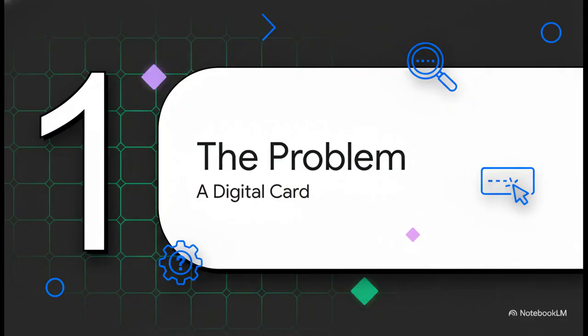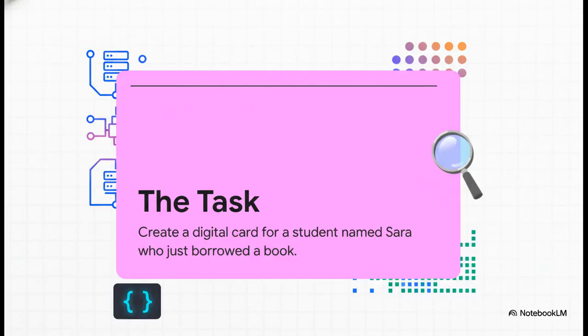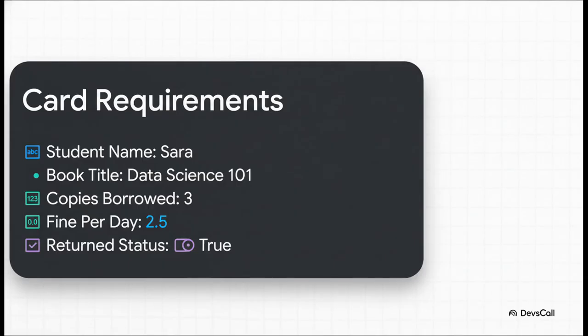Now, before we write a single line of code, we have to know exactly what problem we're trying to solve. So first things first, let's define what this digital card actually needs to do. Our task is pretty simple, but it's specific. We need to create a digital record for a student. We'll call her Sarah. And this card has to hold all the essential info about the books she just checked out. So here's the info we need to store.